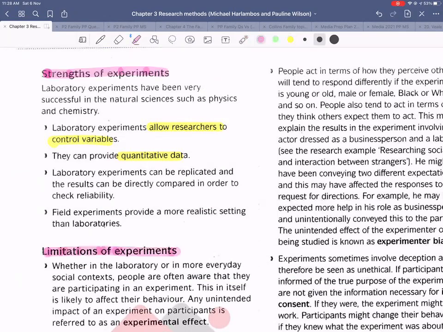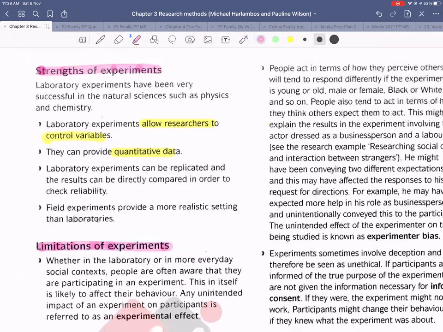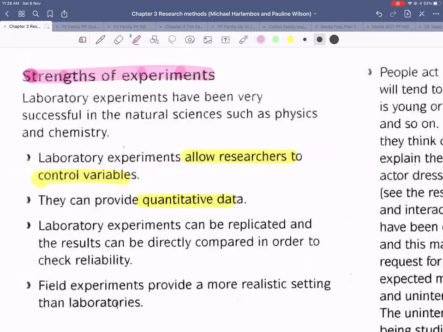You do get questions in your CIEs that demand you to write down about the strengths and limitations. When you talk about laboratory experiments, they have been very successful in the natural sciences such as physics and chemistry. However, if you talk about sociology, there's more of an inclination towards field experiments in sociology, because if in sociology you restrict the environment, if you conduct researches in a controlled environment, the extent to which its findings would be applicable to real life situations or the real world would be questionable.